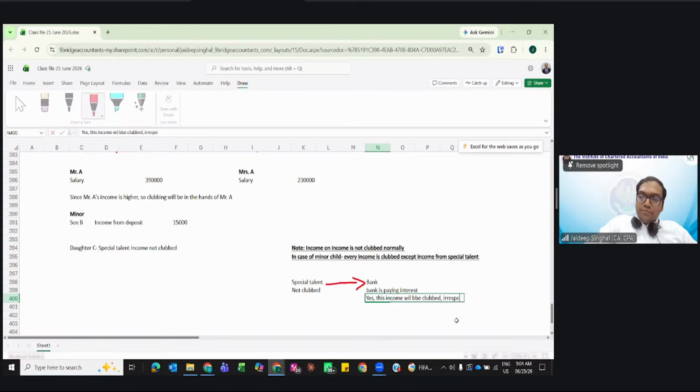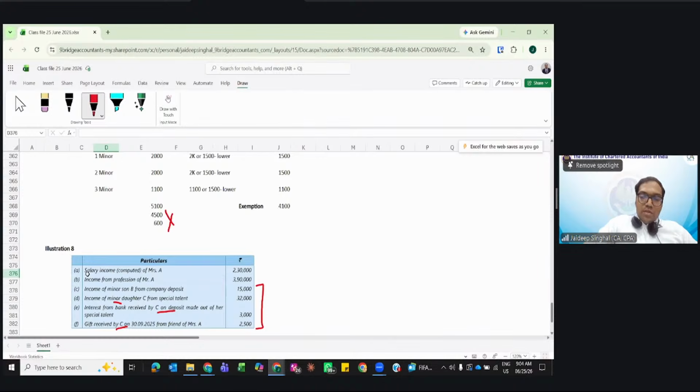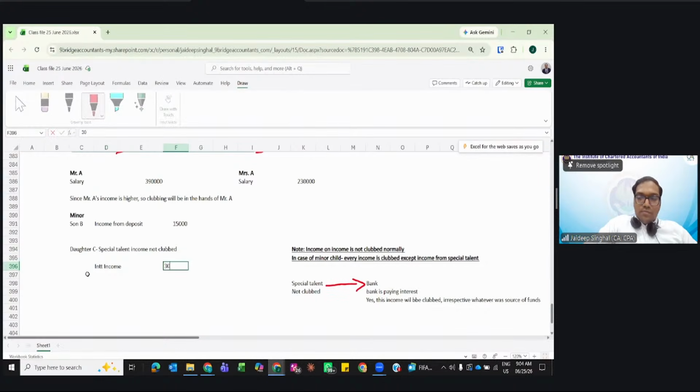Irrespective of whatever was the source of funds, this is income. Special talent income is not clubbed, but this income will be clubbed. So the interest income of C, the daughter, will be clubbed. How much? $3,000.